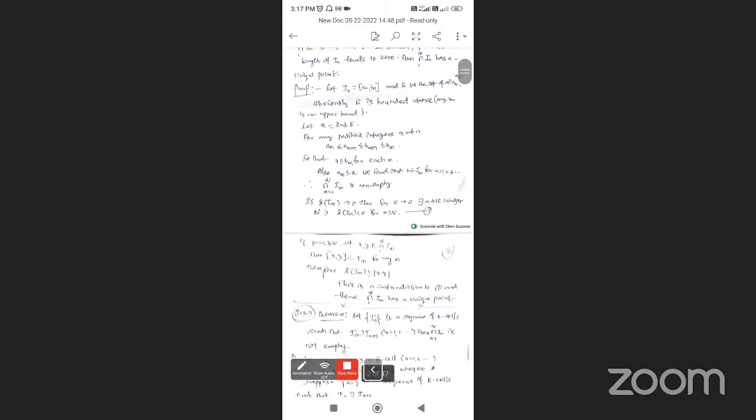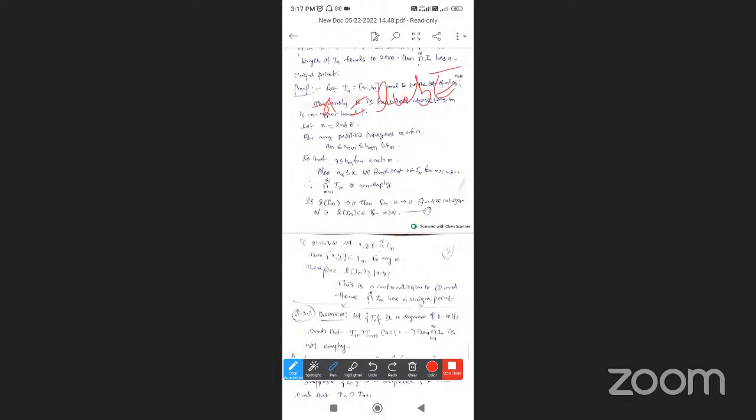In is a closed interval, [an, bn]. Let E be the set of all an, where n belongs to the natural numbers. Obviously, E is bounded above, so it has an upper bound. By the definition of the least upper bound, let x be the least upper bound of E.